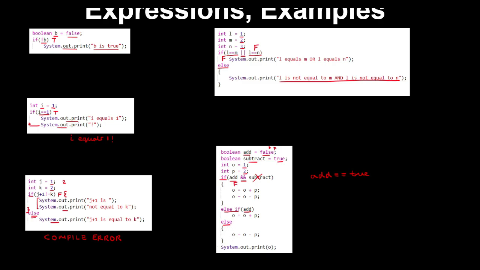So what we have is O being set to O minus P. So given that O is 1 and P is 2, O will be set to -1. And therefore -1 will be output to the screen. And note that we didn't need to use blocking for the else statement because there's only one line of code to execute.